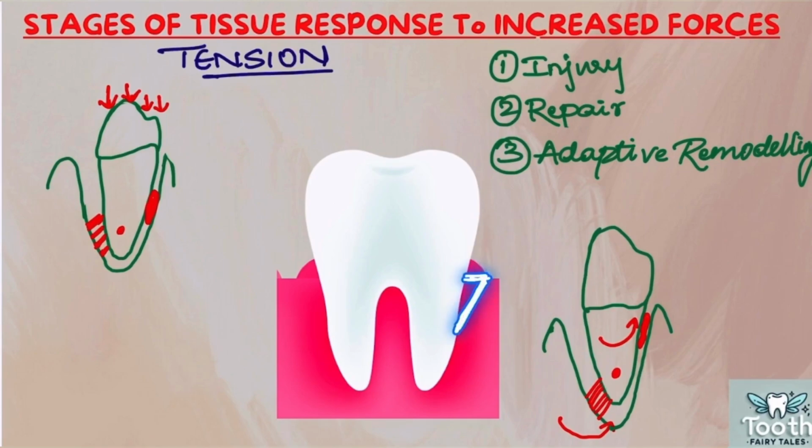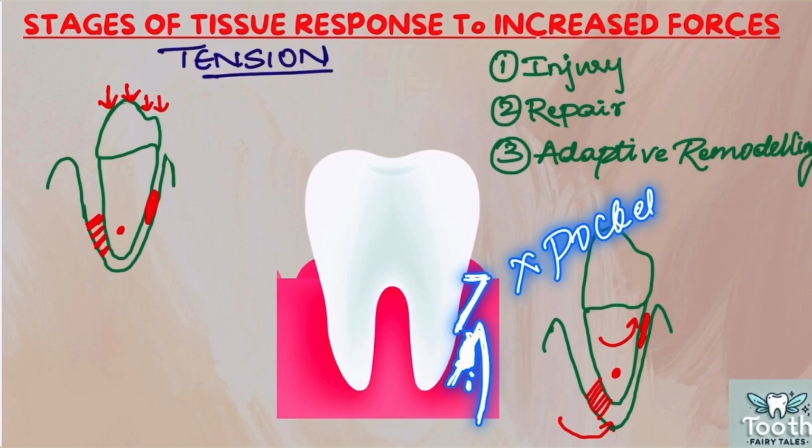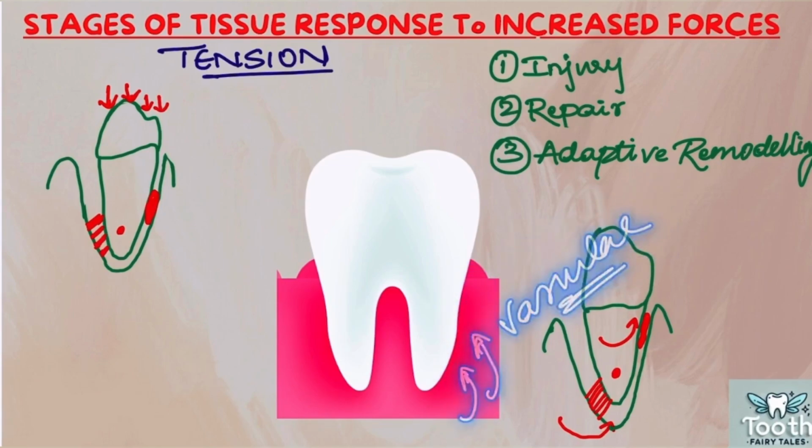And you see angular bony defects are formed in the bone. And also you don't see any pocket formation. There is no periodontal pocket formation as the junctional epithelium is not getting affected here. And there is also an increase in the vascular supply. Till now, we have discussed the excessive occlusal force. Next, let us discuss the insufficient occlusal force.